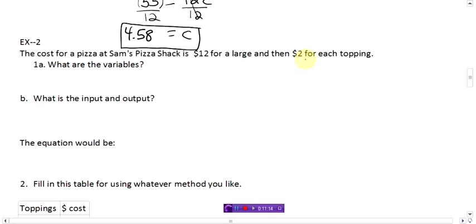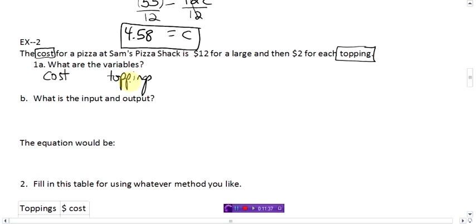Okay, so what are the variables? What's going to change here? Well, things that are going to change are cost, how much it's going to cost for your pizza, and the toppings. So our variable is cost, and the other variable is toppings.